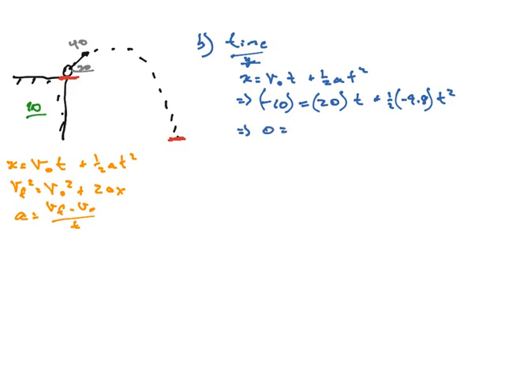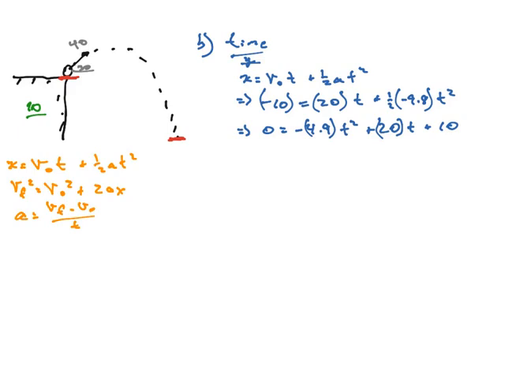I'm going to write the t squared term first. 1/2 of negative 9.8 is minus 4.9 t squared. Then I have the 20t. Then I bring the negative 10 to the right side. That becomes positive 10. And there's my equation. This is now a quadratic equation in standard form.